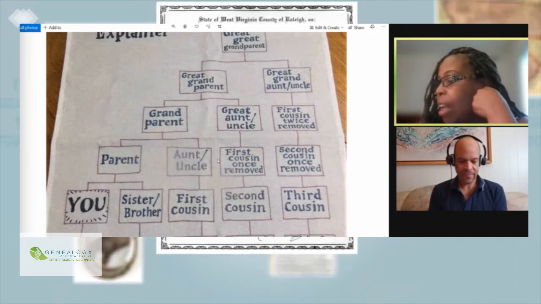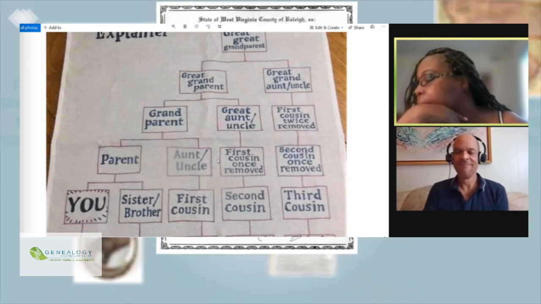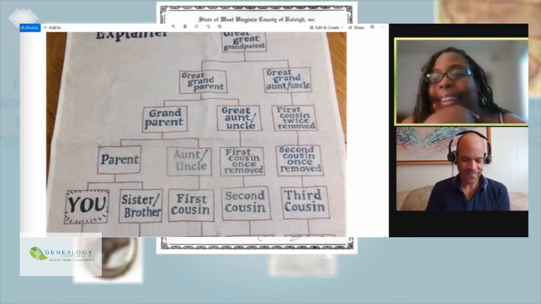Valerie Schlick says she counts the G's. She said, is grandparent first cousin, great grandparent second cousin? Exactly. Yes. That's a good way to do it. So I like that too, Keela. I like that.